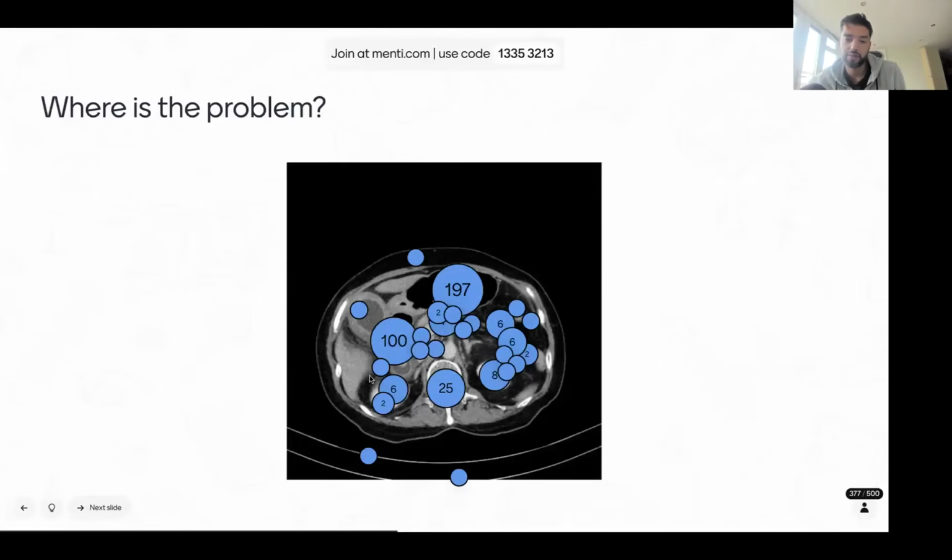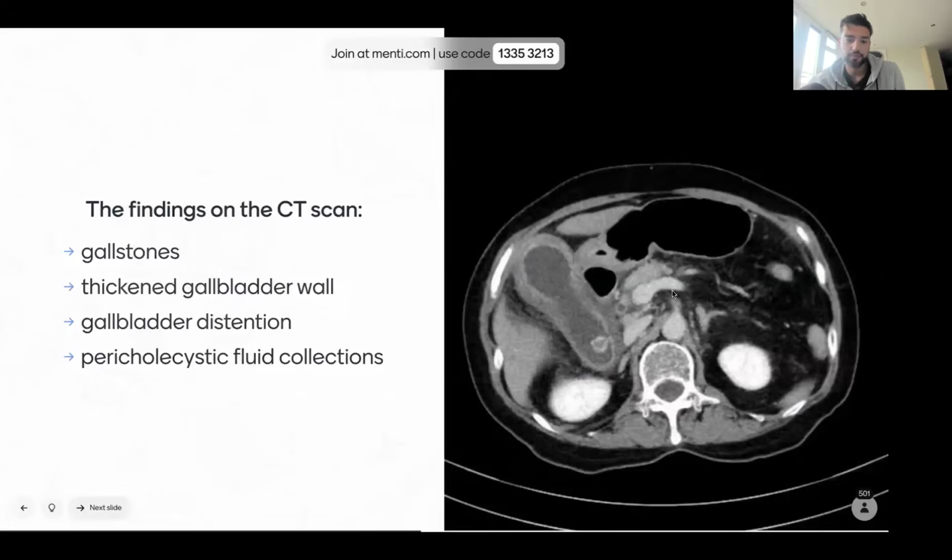So let's see what you guys said. There's pointers everywhere. A lot of you have pointed to this thing. A lot of you have pointed to this thing. So the 100 of you here are actually absolutely spot on. What you can actually see on here is this thing here. If you see this grey object, a big oval type thing, that is your gallbladder.